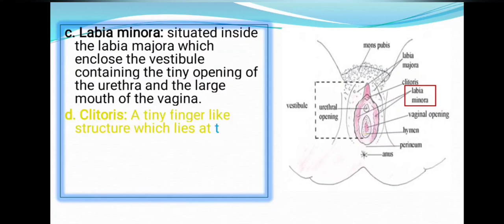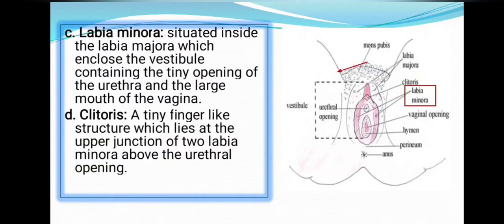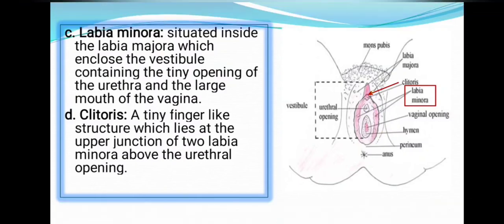The next region is the clitoris. You can see here is the clitoris. It is a tiny finger-like structure which lies at the upper junction of the two labia minora. Here is the labia minora. At this upper junction you can see this is the clitoris, a tiny finger-like structure which is situated just above the urethral opening, here.